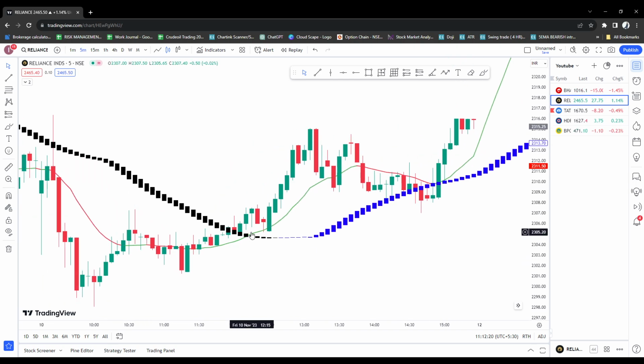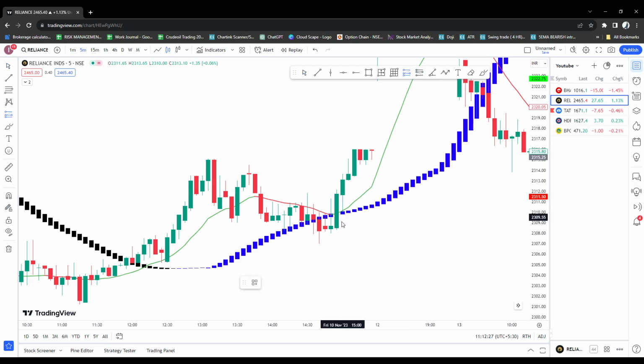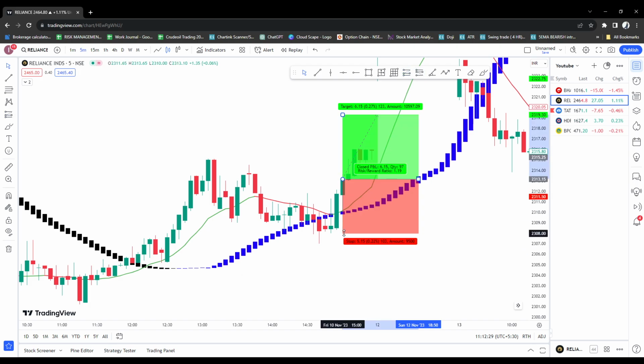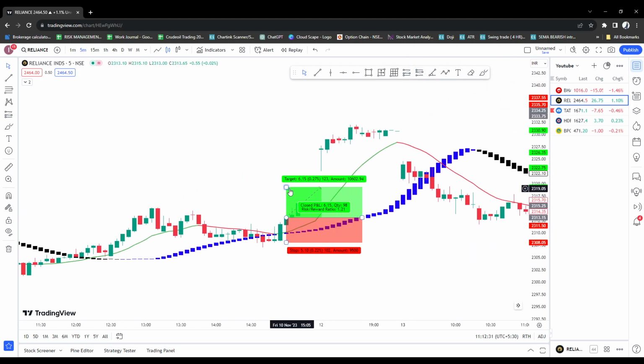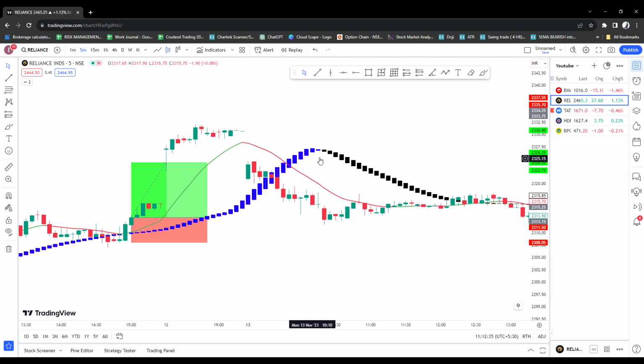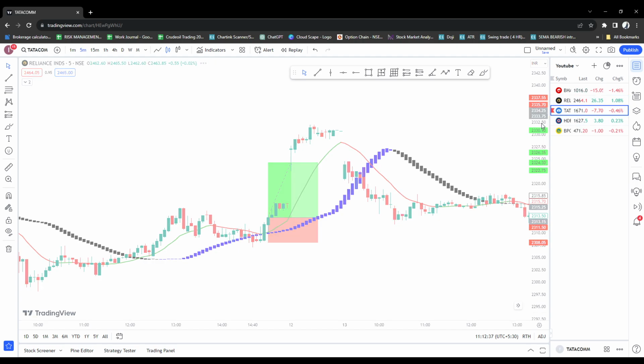Okay, that area has crossed over here, but this is still black, so no trade. Green and blue. Okay, here we got a trade in the last moment. Enter. This is the stop loss. 1:2. The next day we got 1:2. Okay, so let's see Tata.